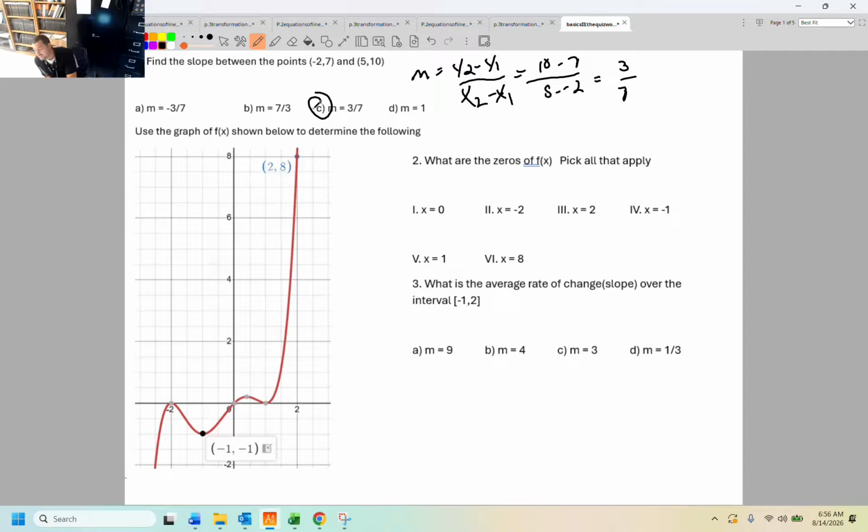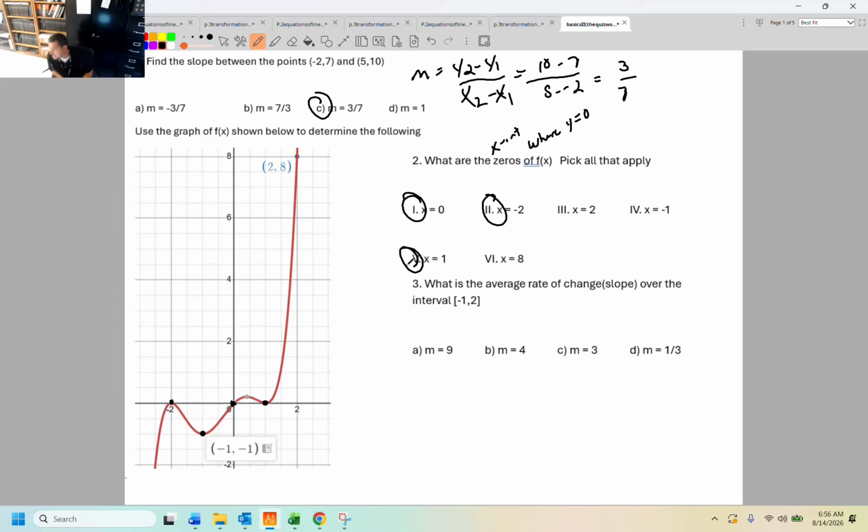What are the zeros? Zeros are also known as x-intercepts. They are where y is 0. Y is 0 here, here, and here. Those are your x-intercepts. They have a negative 2, 0, and 1. So choices 1, 2, and 5.